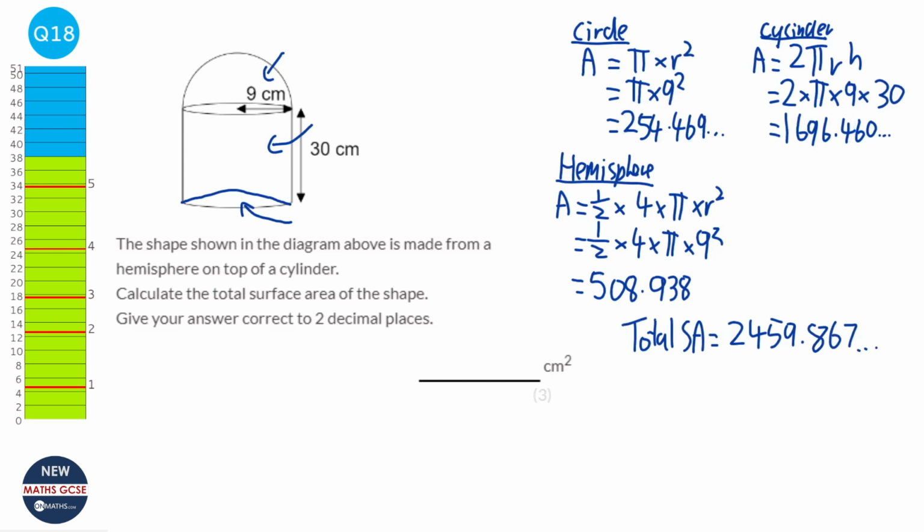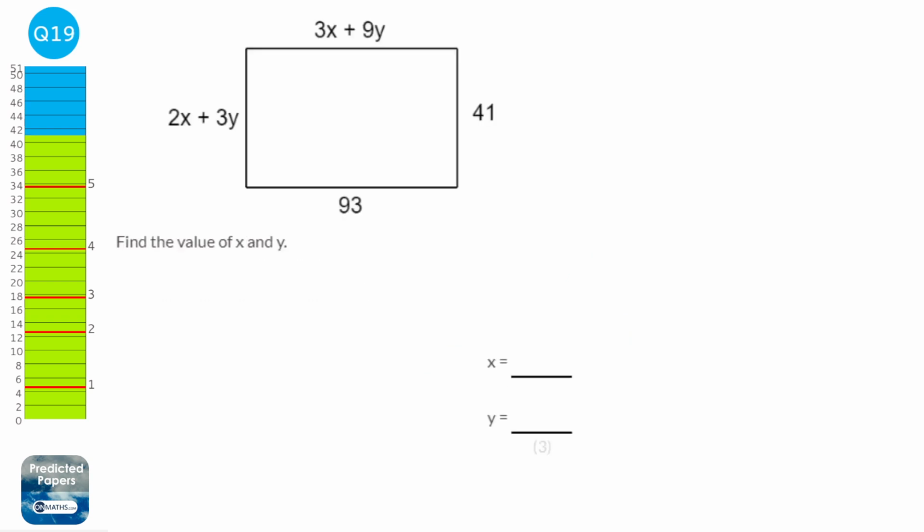Do make sure you show the examiner that you're adding these three here. I've not done that because it wastes a bit of time for a video, but make sure you write it down. It says it wants it to 2 decimal places, so that will be 2,459.87 centimeters squared. Something we know about rectangles is opposite sides are equal, so these two will be equal.